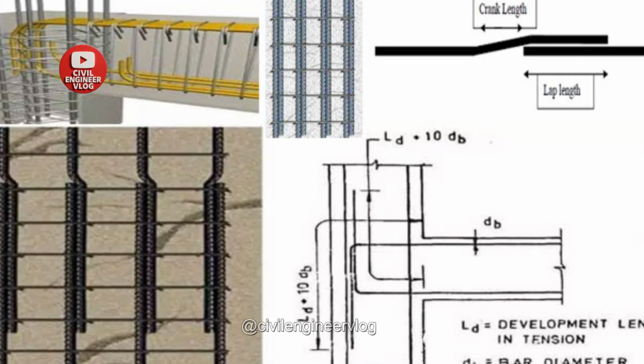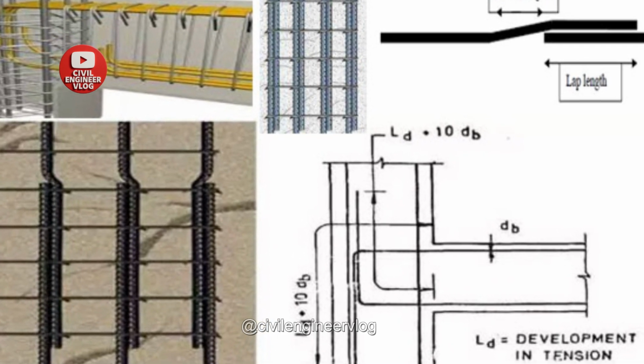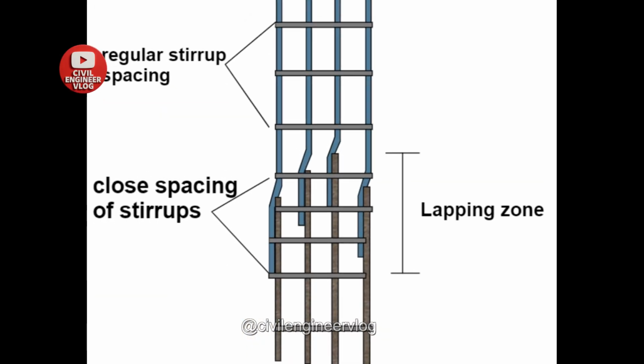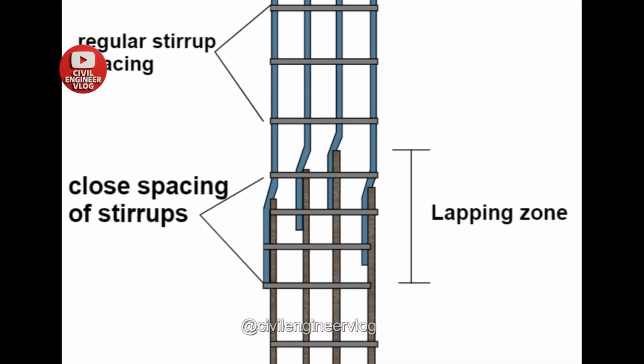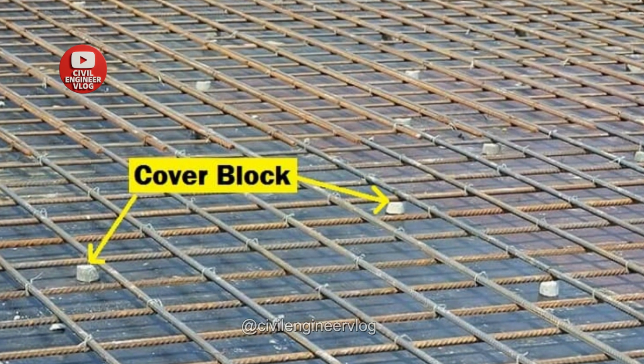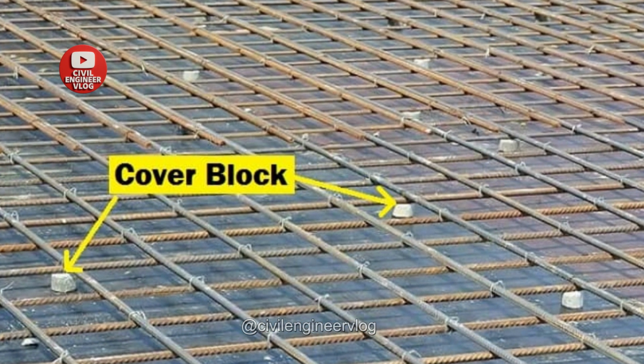Incorrect lap length. When two rebars are joined by overlapping, it is called lap length. Most people keep the overlap too short. A weak lap joint will crack under load, causing failure in columns or beams.